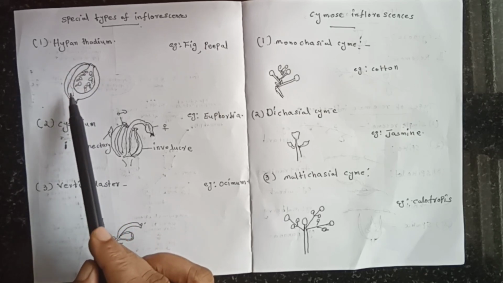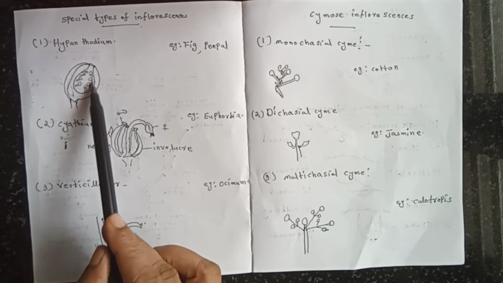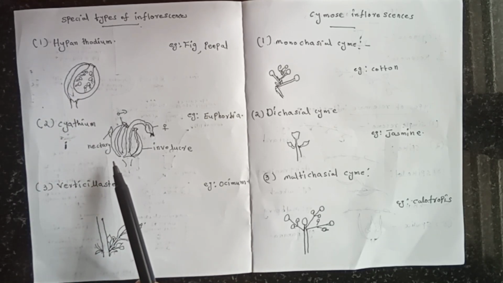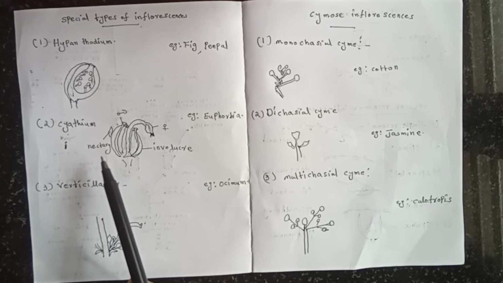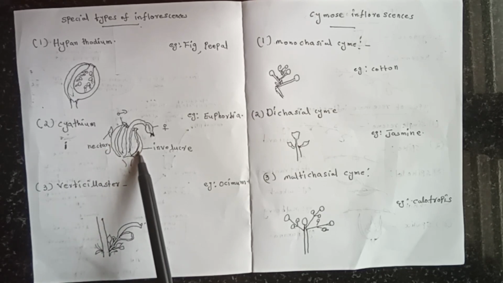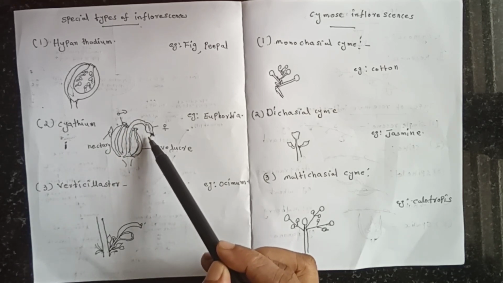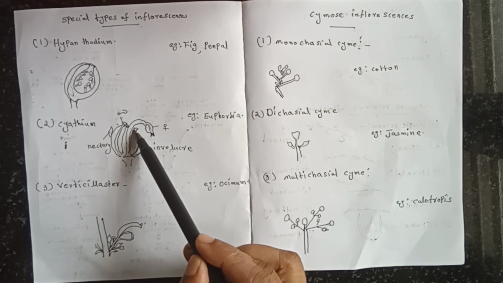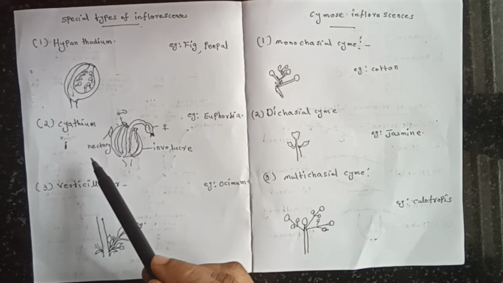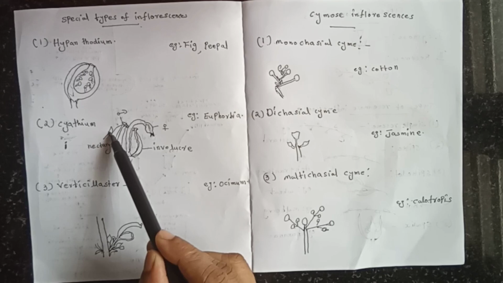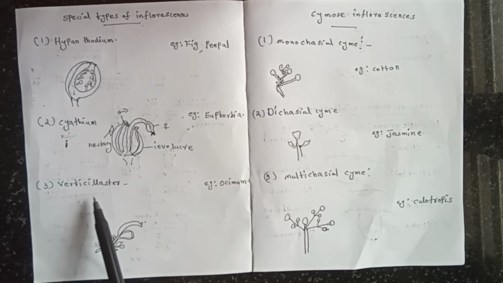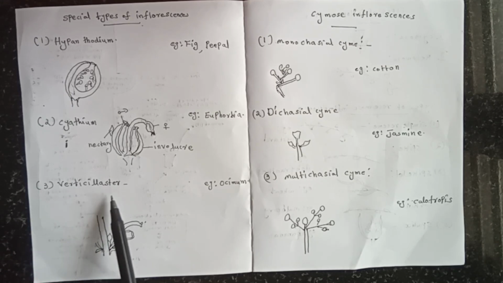Male and female flowers are borne on the inner wall of the cavity. Next, cyathium type of special inflorescence. A cup-like involucre encloses a single female flower surrounded by a number of male flowers. A nectary is present at the rim of the involucre. Example, euphorbia. Then the third type of special inflorescence, verticillaster.